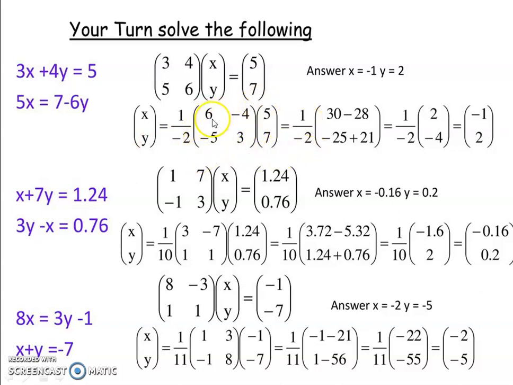First row, first column, 6 into 5, 30, then minus 4 into 7, minus 28. 30 minus 28. Now second row, first column, minus 5 into 5, minus 25, 3 into 7, 21. So we derive 30 minus 28 is 2 and minus 25 plus 21 is minus 4. So 1 upon minus 2 is the final answer, so minus 1, minus 2 is there.